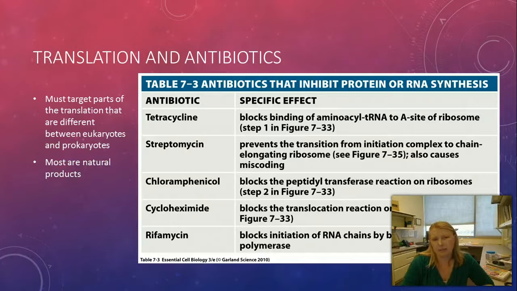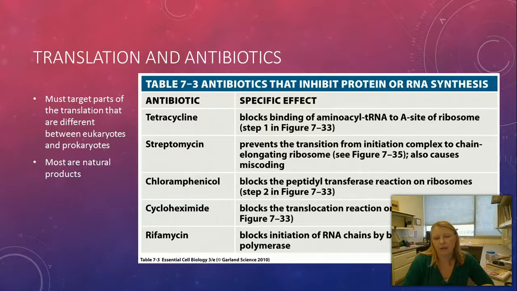Now, it's really important that when we talk about antibiotics, the antibiotics are targeting specific areas. In the prokaryotes, if we're going to target a bacterial infection, for instance, we just need to make sure we target something that is specific to a prokaryotic translation process, not a eukaryotic translation process. And a lot of the time we'll get these from natural products, such as fungi or actinomycetes or something like that.